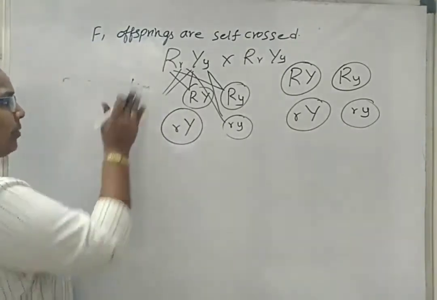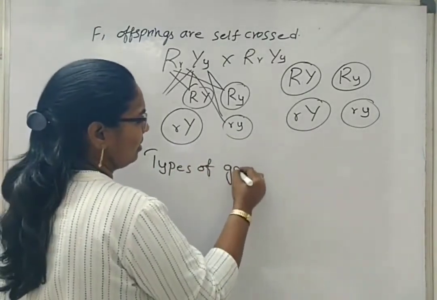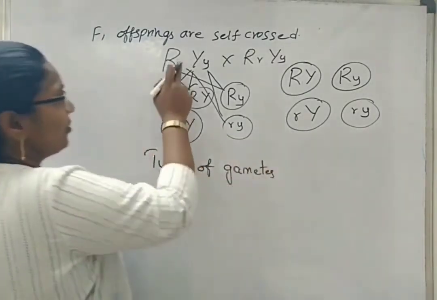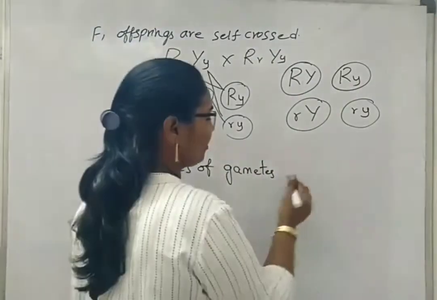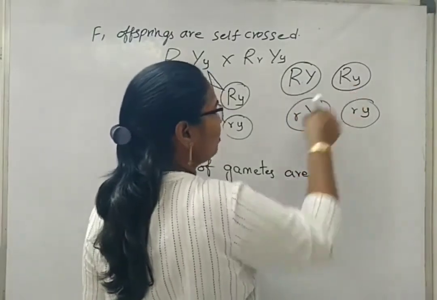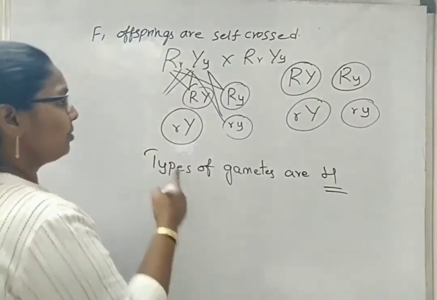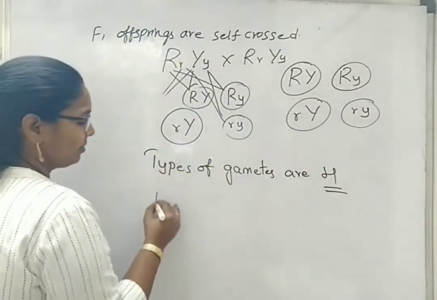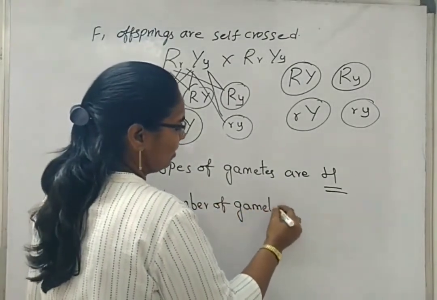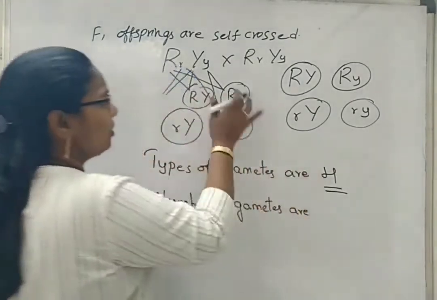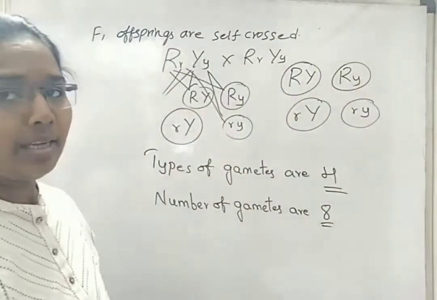If you write an MCQ: the types of gametes from the heterozygous F1 generation, how many types are there? 1, 2, 3, 4. Four different types we have seen. This one you can learn as an MCQ. Now, the number of gametes that are obtained: 1, 2, 3, 4, 5, 6, 7, 8. So 8 gametes. These both you can learn as an MCQ.